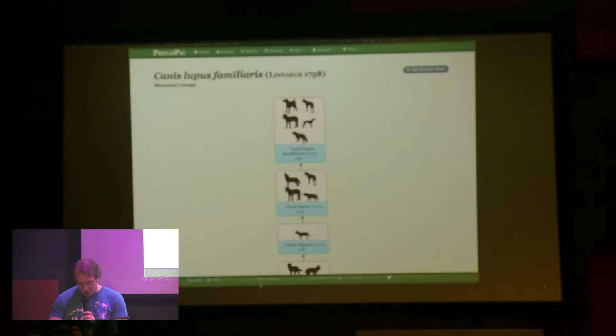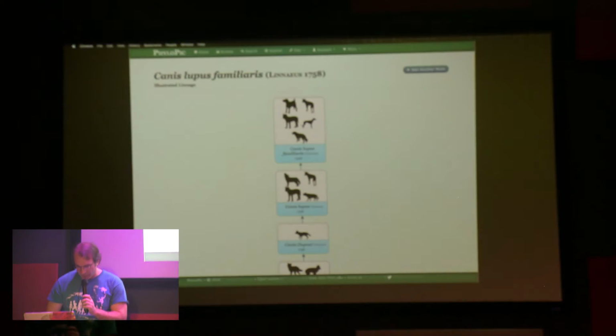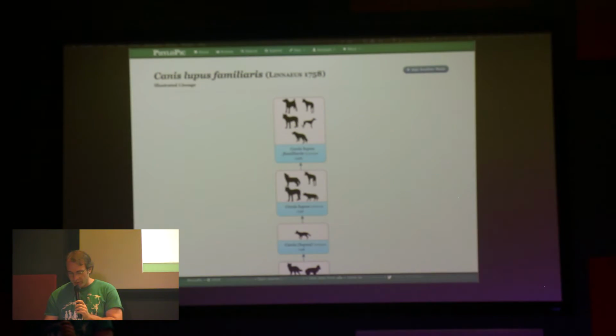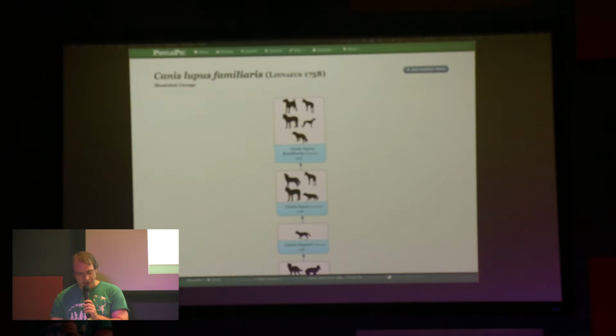Let me see if I can pop out to the web browser here. There we go. This is an automatically generated page showing the entire evolutionary lineage of domestic dogs, how they evolved from wolves, earlier canines, the earliest mammals, early terrestrial vertebrates.